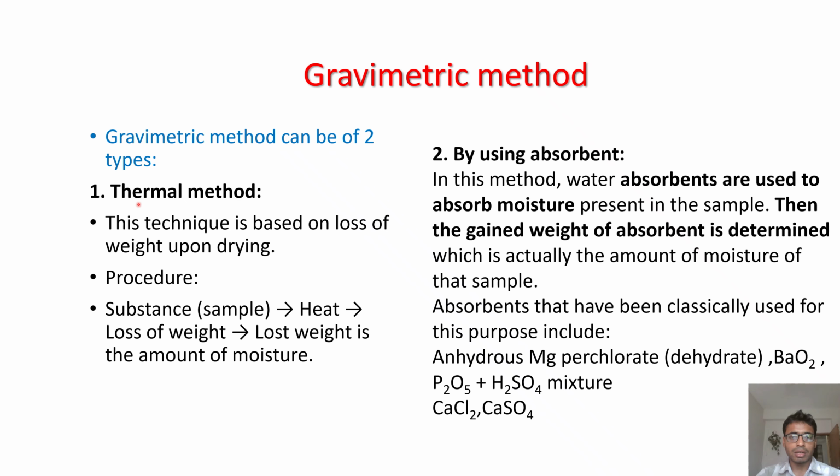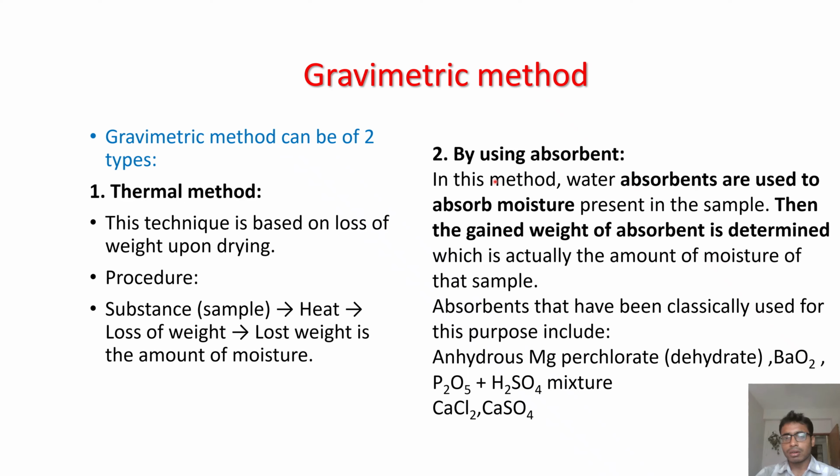So gravimetric method can be of two types. Like thermal method. This technique is based on loss on drying, or loss of weight upon drying. The procedure is just you keep the sample, then give it heat, then measure the loss of weight, and the weight loss is the amount of moisture. Simple method that we have already done in our laboratory.